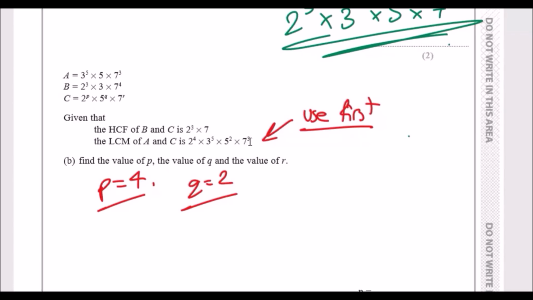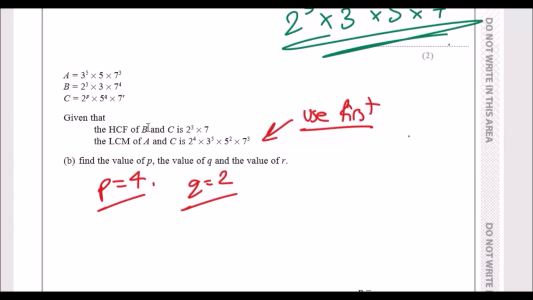Now, the last one isn't that obvious. We've got 7 to the power 3. However, A already has 7 to the power 3, but C could be 7 to the power 3 or less. Remember, this is the highest power of these two. So that means we can't assume that R is 3 or 2 or 1 or even 0. So we have to look at the HCF.